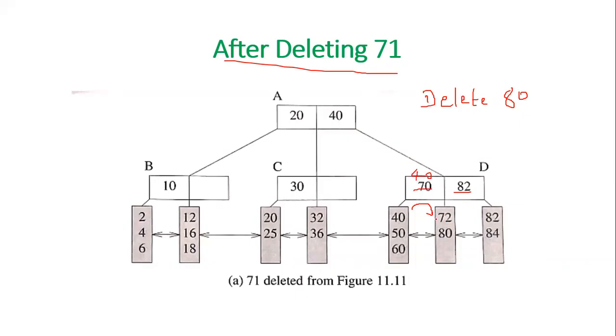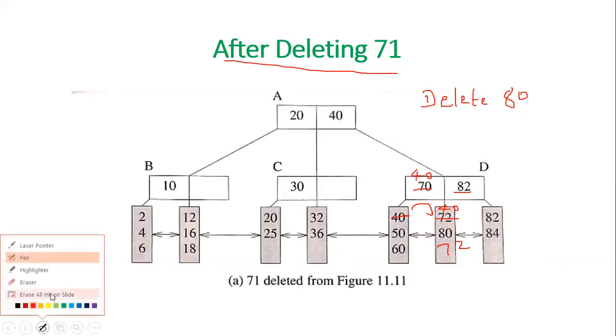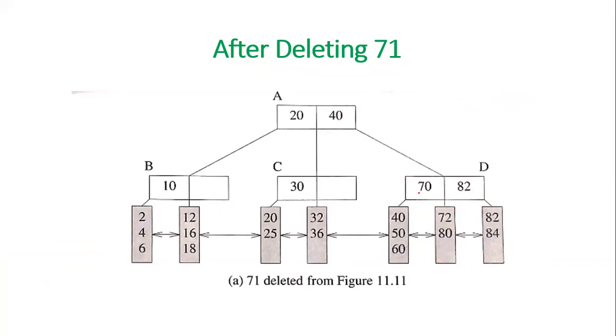This is the index, and the actual 40 will come here, and 72 will come here. Oh, I'm sorry. If you are borrowing from the left sibling, which value do you have to take? The highest value. You have to take the highest value, not the lowest value.